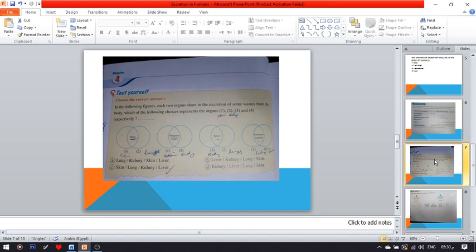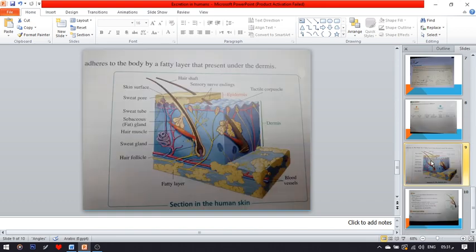Let's look at this very nice picture. It's a section in the human skin. Can you see now? Here we have the epidermis and the dermis. We're going to start with the epidermis. The epidermis consists of a surface layer and the inner layer.